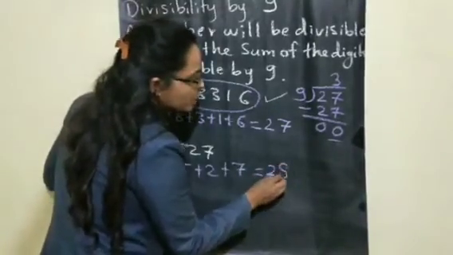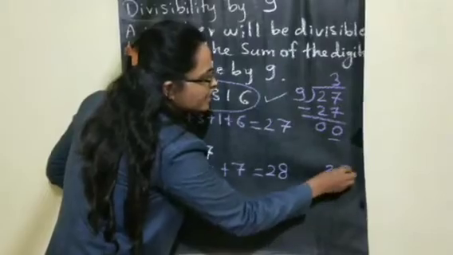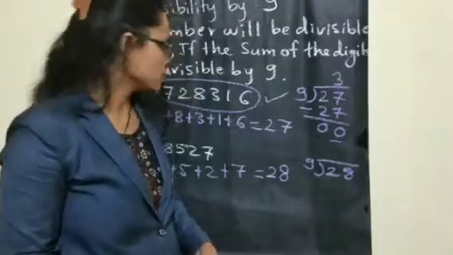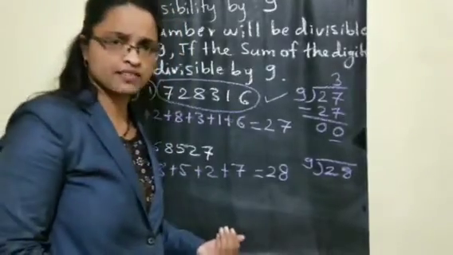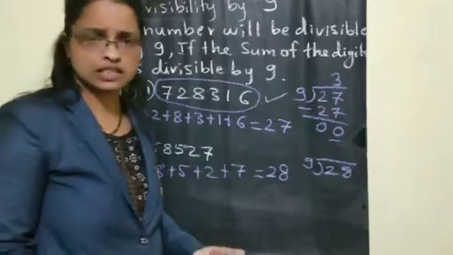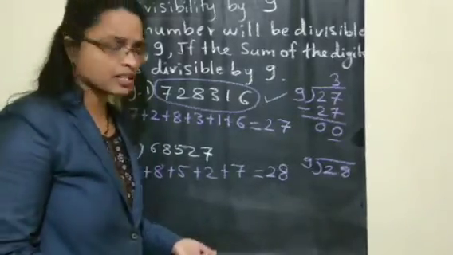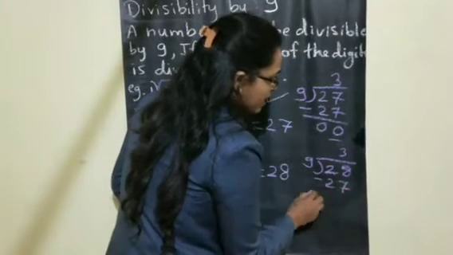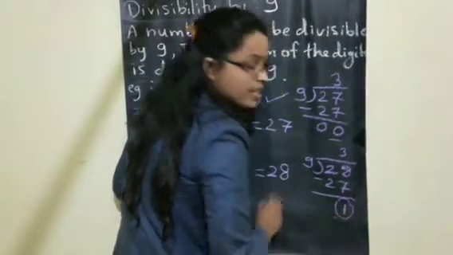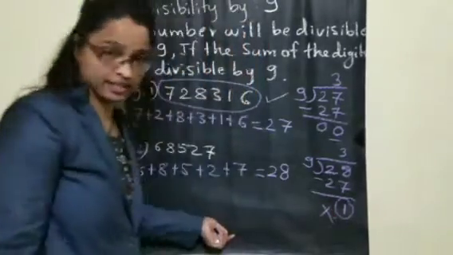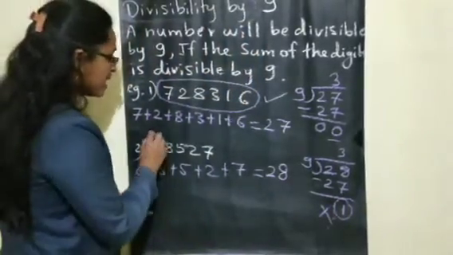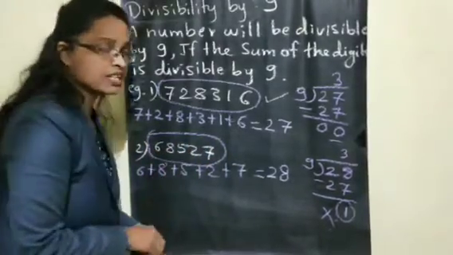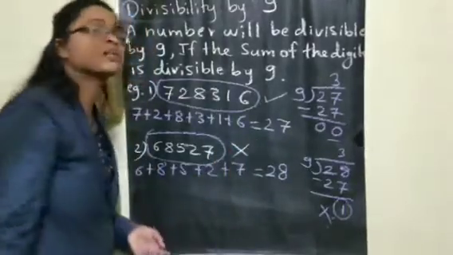Now let us check whether 28 is present in the 9 table or not. So in the 9 table, is 28 present? No, because 9 3s are 27 and 9 4s are 36. 36 is bigger. So the smaller one is 9 3s are 27, and if we do that, we get the remainder 1 here. Means it is not an exact division. So this full number, that is 68,527, is not divisible. Okay.